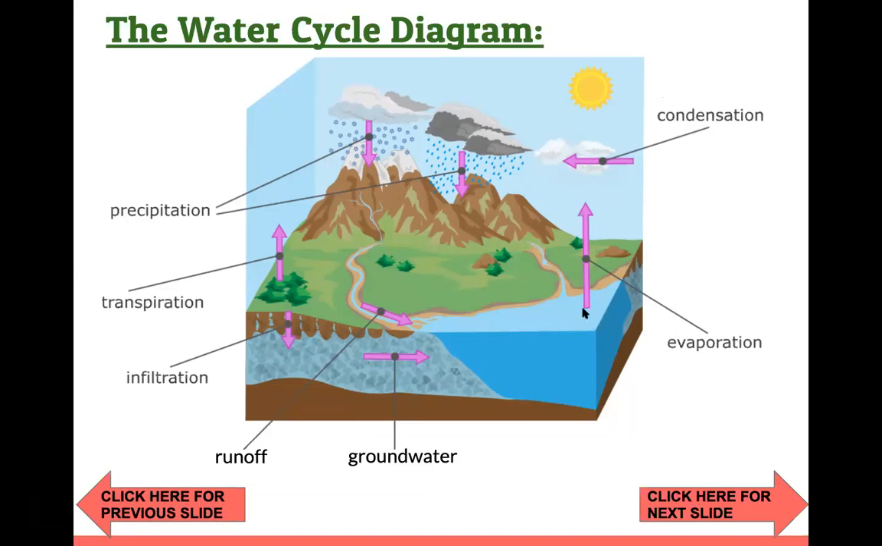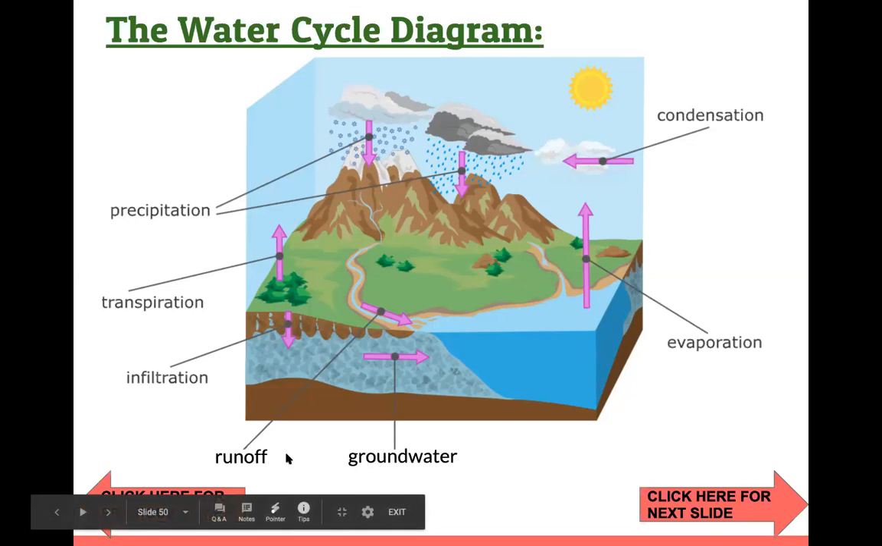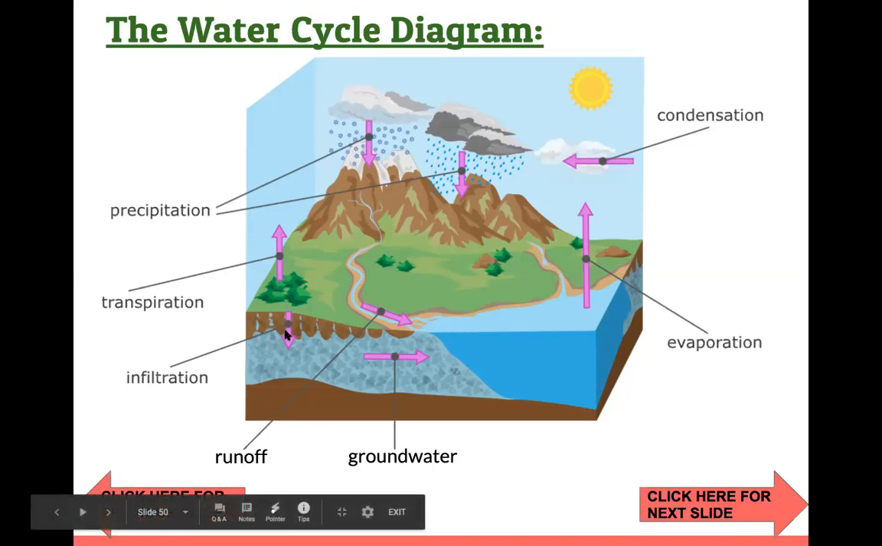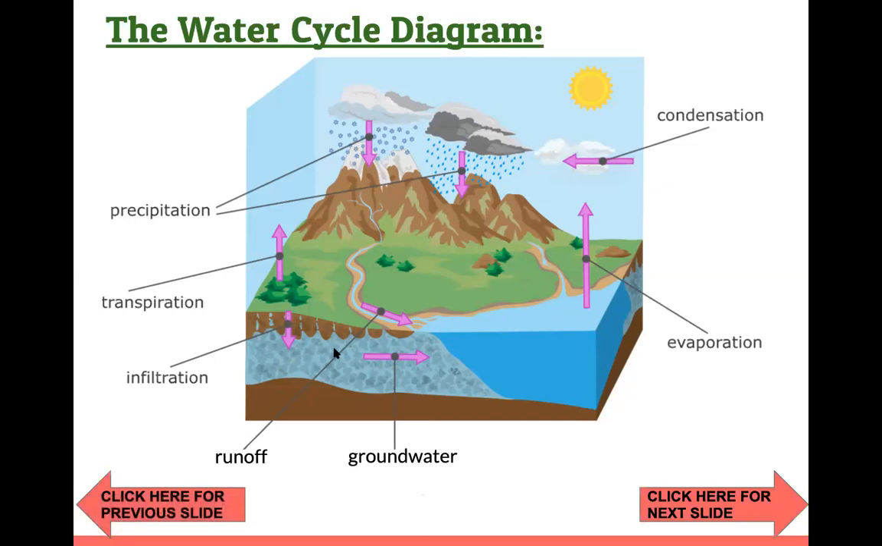This arrow is showing water that is evaporating up into the atmosphere. So liquid water is becoming water vapor. That's evaporation. Over here, you see water that's underground. That's all groundwater. Here you see water that's falling from the mountaintops in the river down to the ocean. That's runoff. Here you have water that is soaking into the soil and joining groundwater.